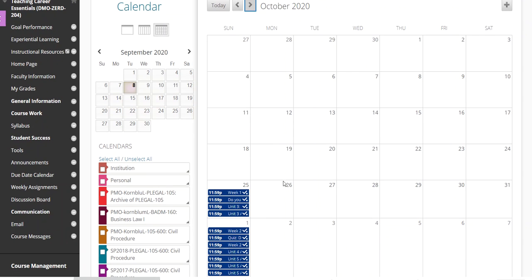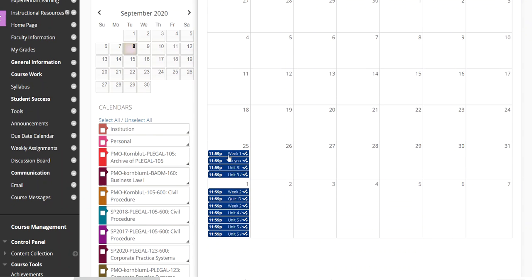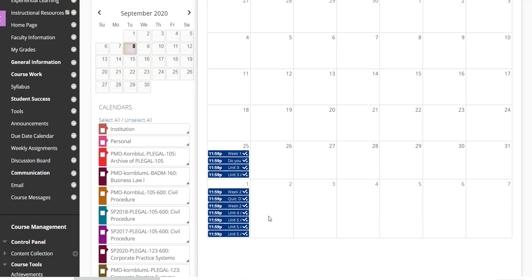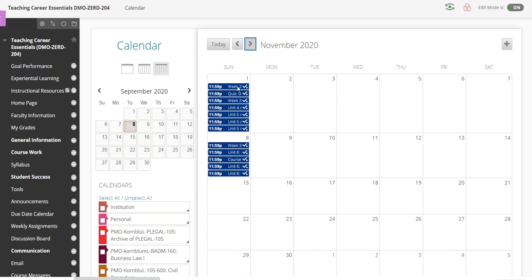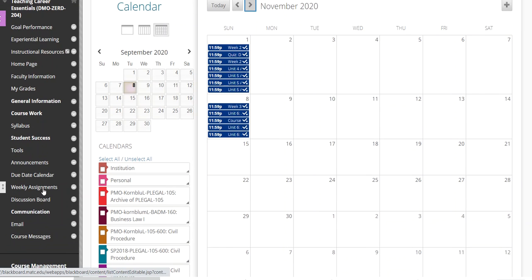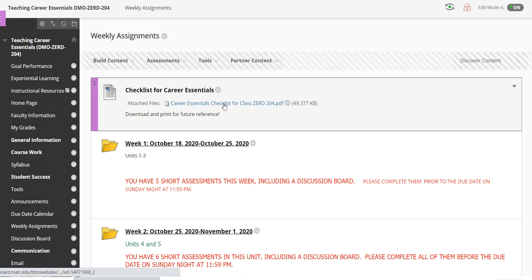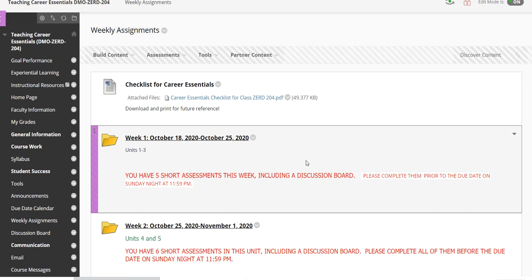Do not jump around. You can always find out when things are due by clicking on the due date calendar. You click on October, you can see there's something due October 25th. This would be the discussion board. For you, it would take you to the discussion board. For me, it's about editing the discussion board. So for any of these weeks, you would then look at the due dates. And I see we have some duplicate due dates, which I will eliminate before you even get this. Your weekly assignments are under weekly assignments, and at the top I have a checklist for career essentials, which you will find helpful as the class goes on.